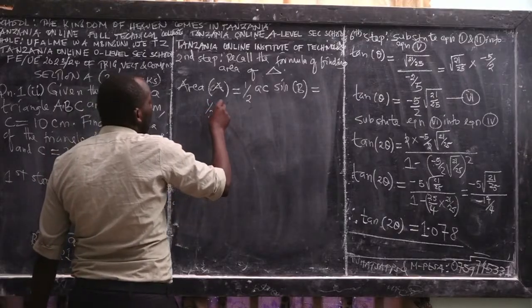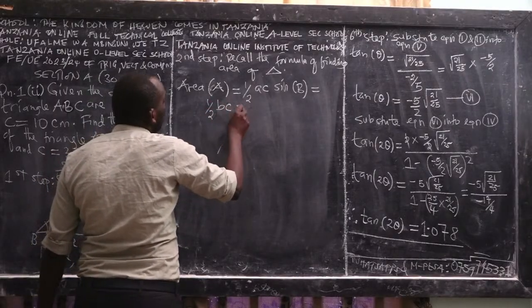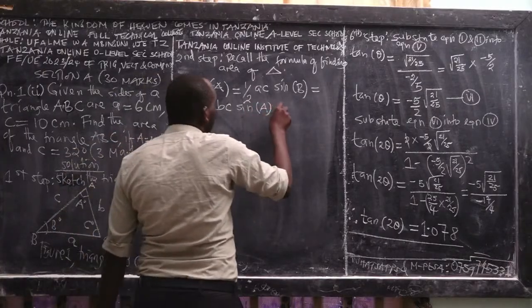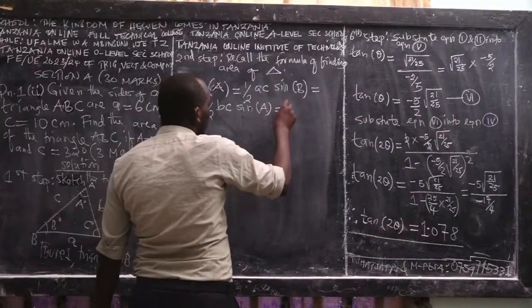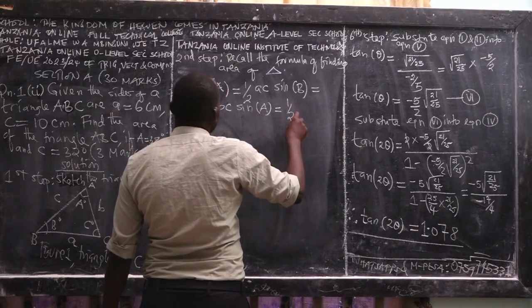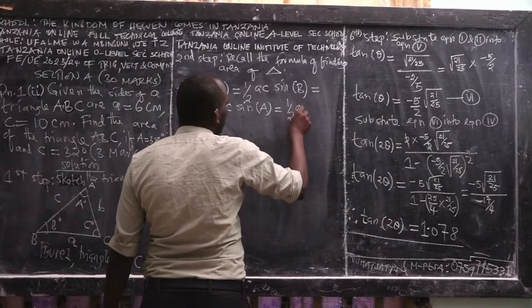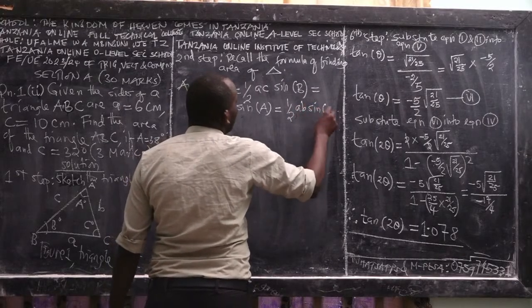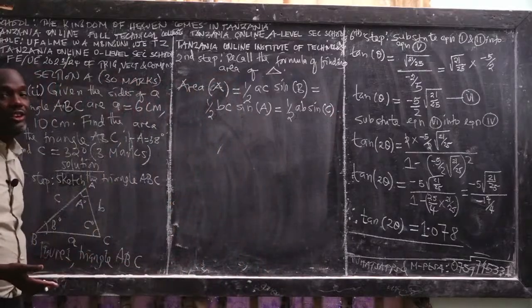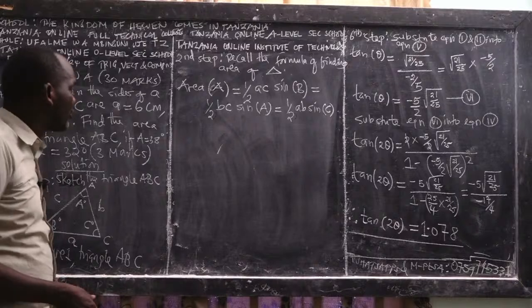A half BC sine of angle A. Also you can find the area of the triangle by using this formula. A half, then we take side, side AB sine of angle C. So these are the three formulas that you may use to find the area of the triangle.